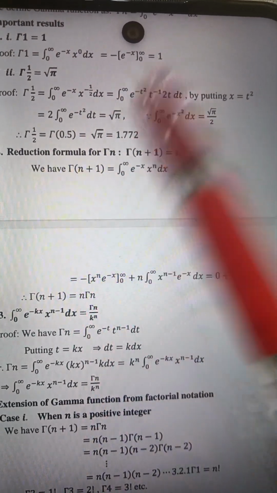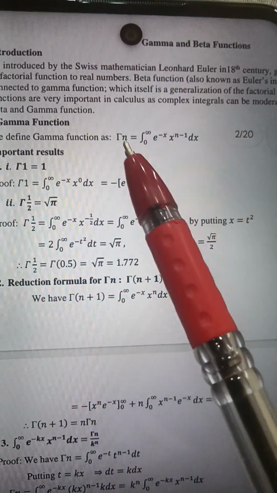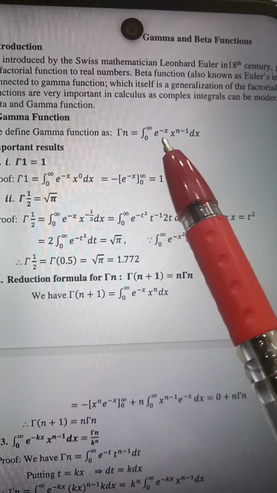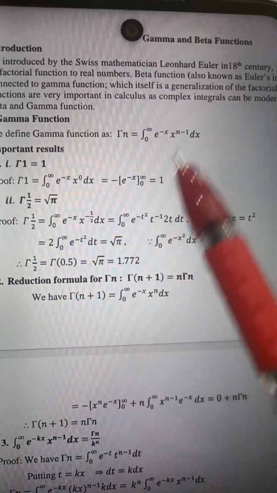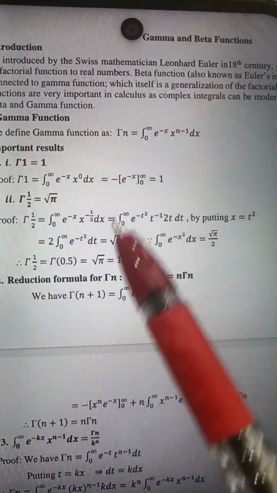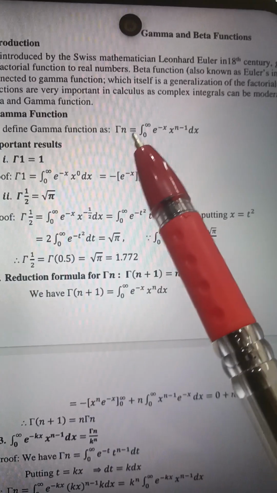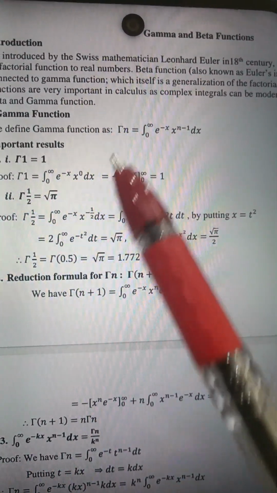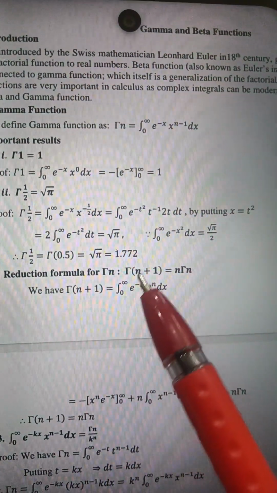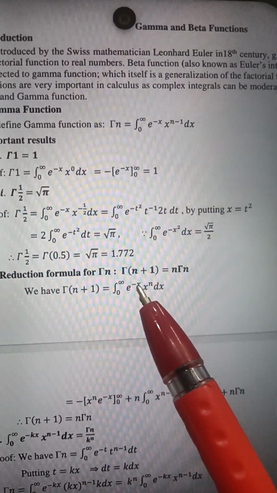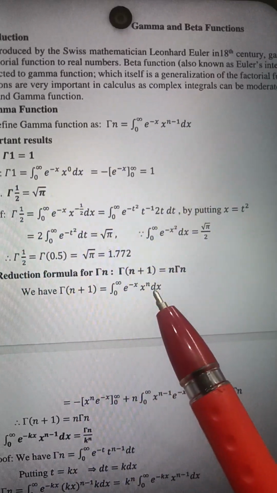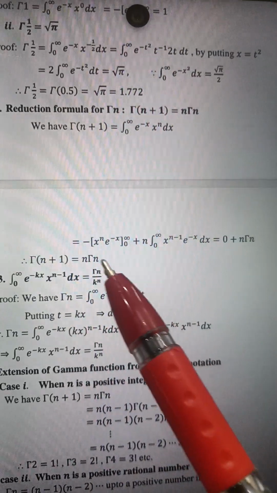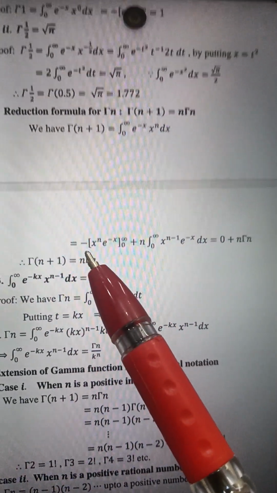As we know, factorial n equals to integral 0 to infinity e to the power minus x, x to the power n minus 1 dx. So if n is replaced by n plus 1, see, this is factorial n. If in place of n we are writing n plus 1, what we will get? 0 to infinity e to the power minus x, x to the power n plus 1 minus 1. So 1 and 1 will cancel. We will get x to the power n, e to the power minus x dx. Okay. Now we can write it like this.